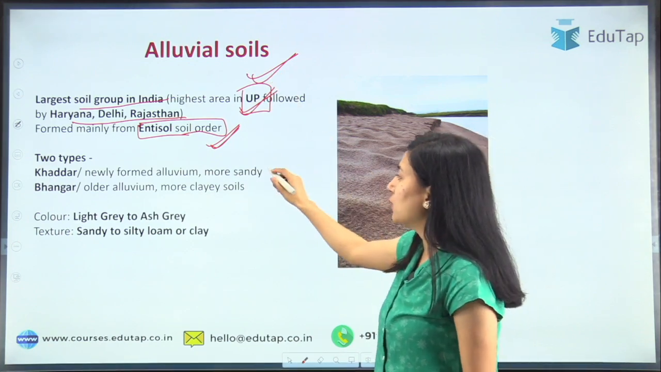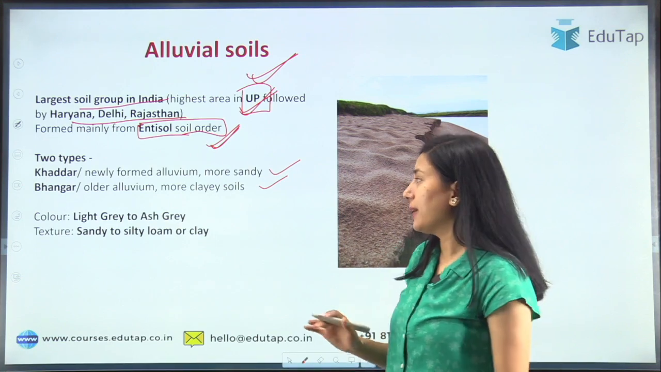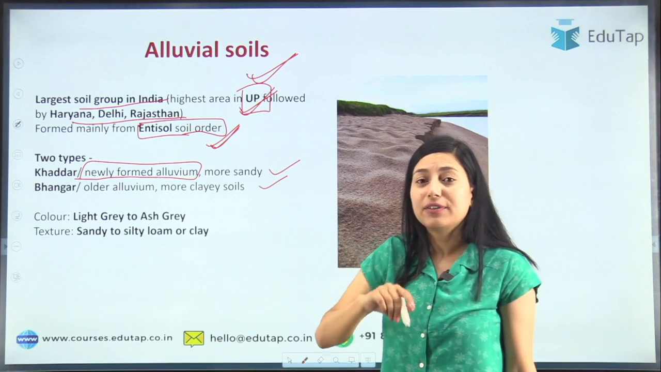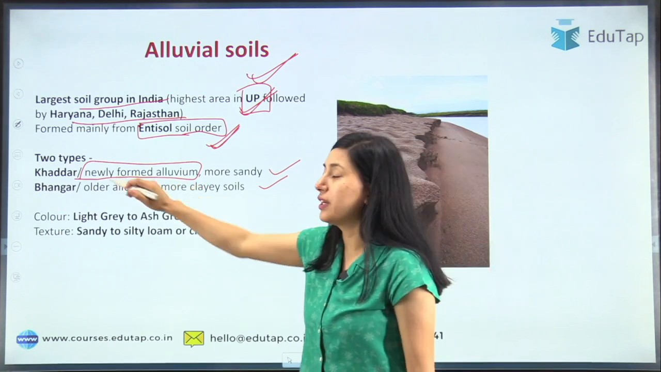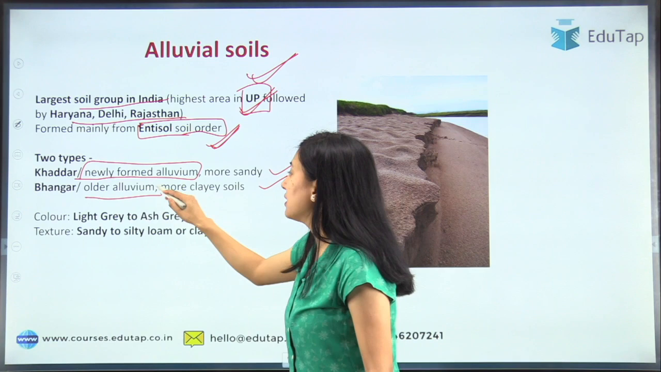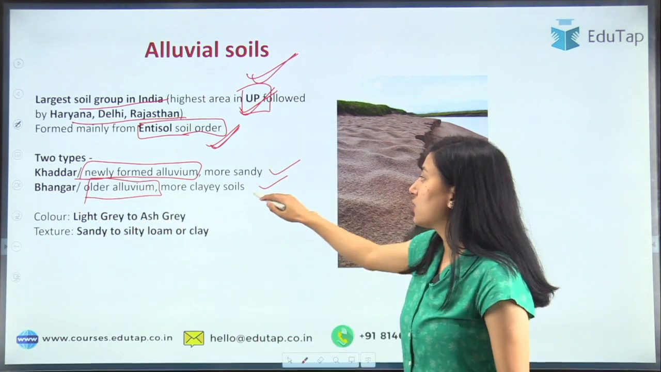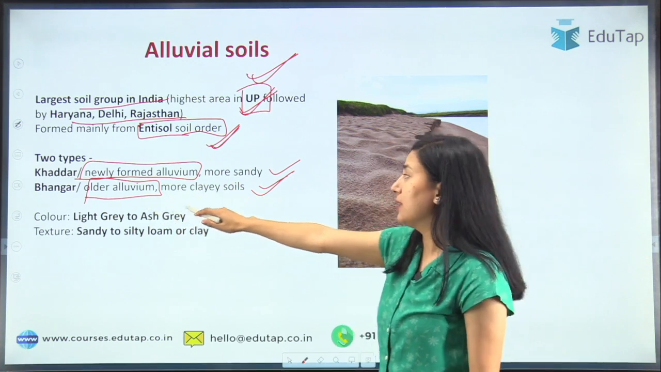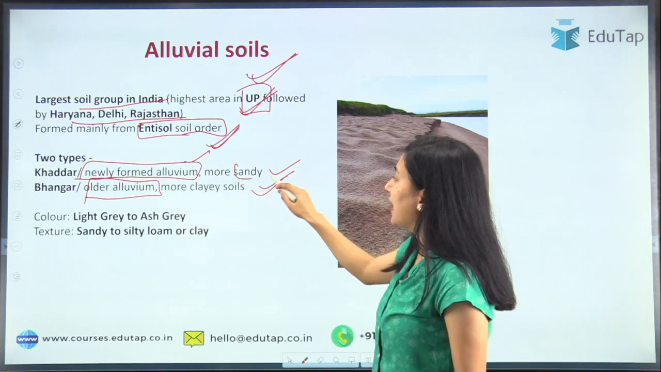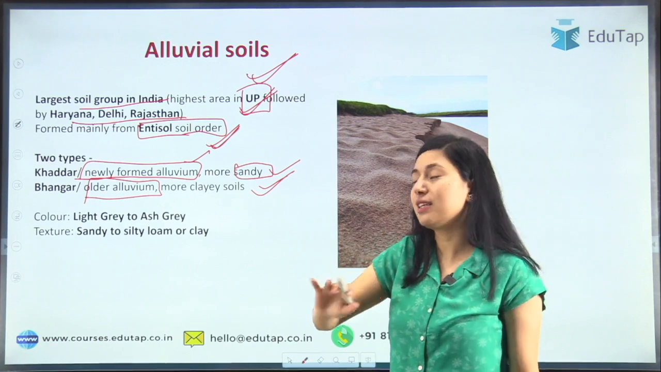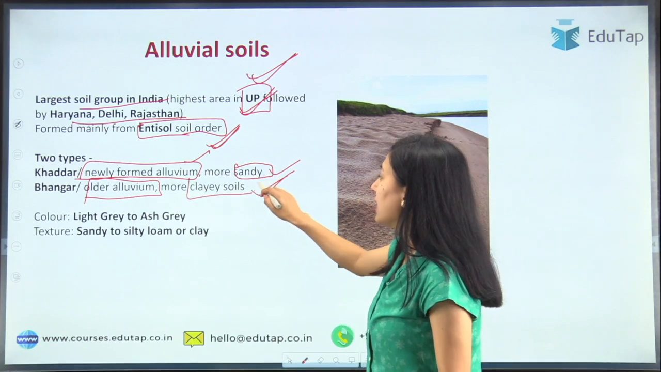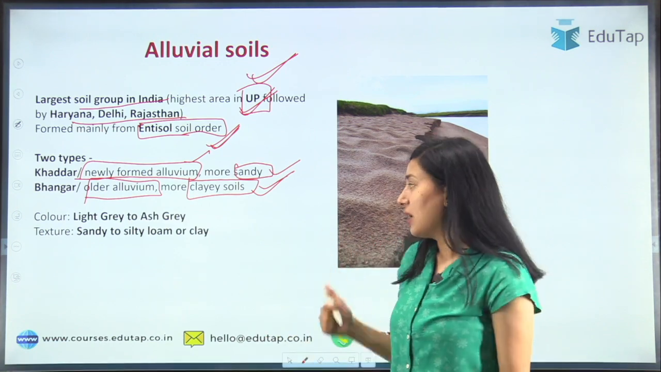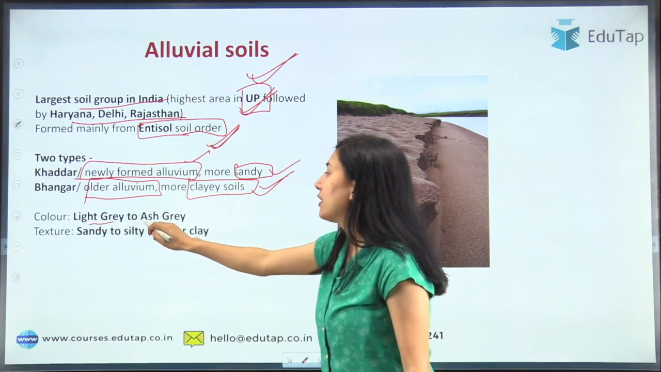Alluvial soils are of 2 types, that is khadar and bhangar. Khadar is your newly formed alluvium, and old alluvium is known as bhangar. So these are the 2 types of alluvial soil: newly formed and old alluvium. Newly formed alluvium is of more sandy texture, and the old alluvium is of more clay texture, and the color of this soil is light gray to ash gray.